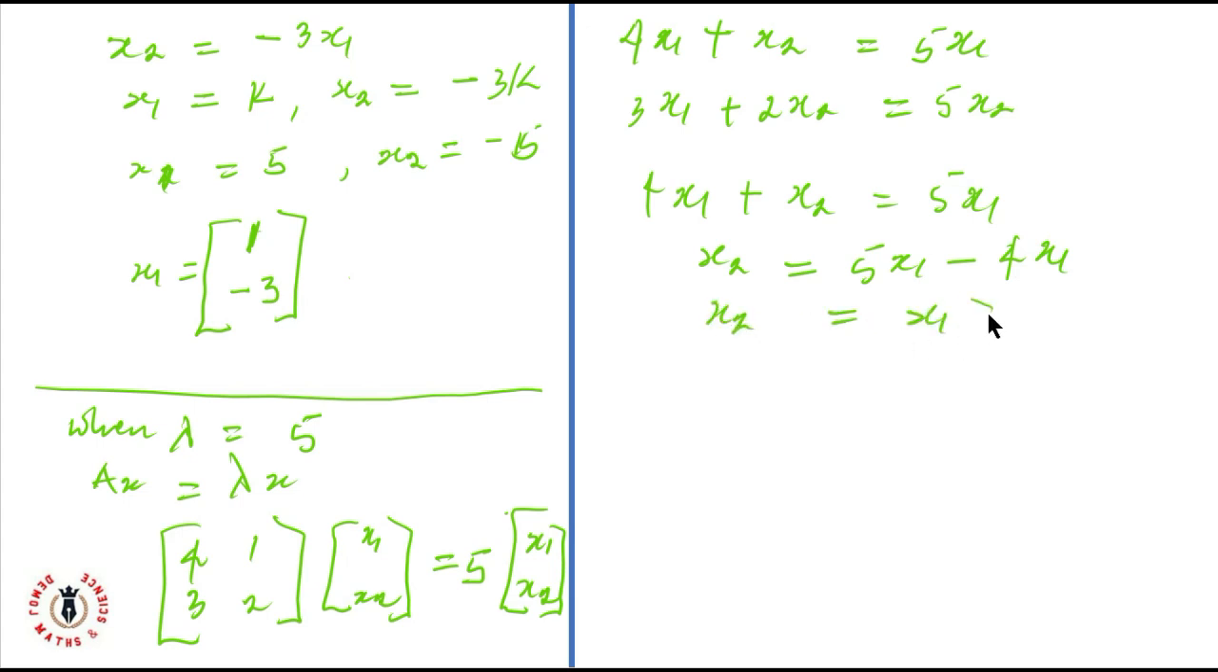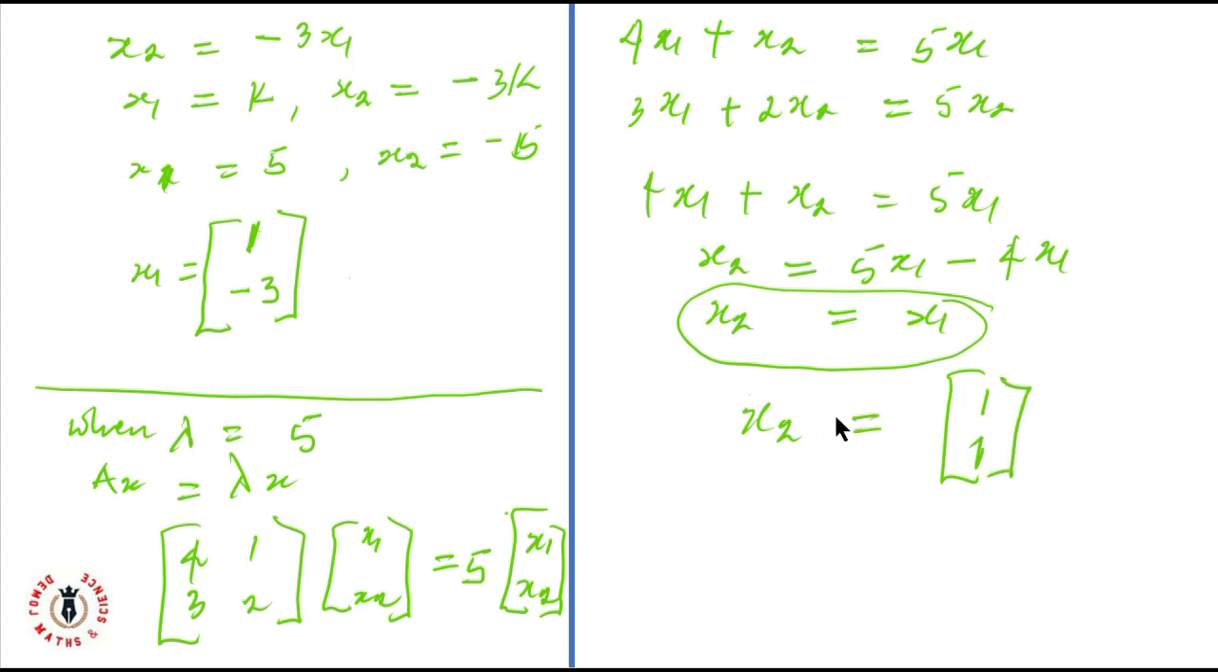This is pretty straightforward. The values are the same, so that for every one value of x1, you have one value of x2. So that my second eigenvector is 1 and 1. With this, I hope you understand how to work with eigenvalues and eigenvectors.